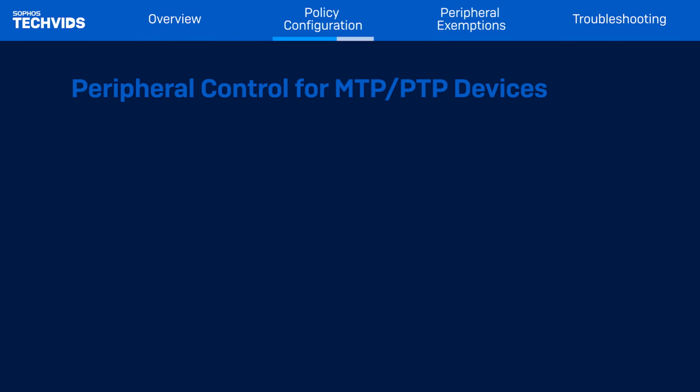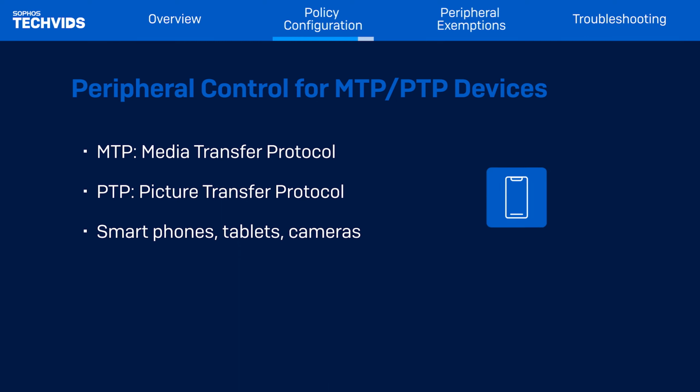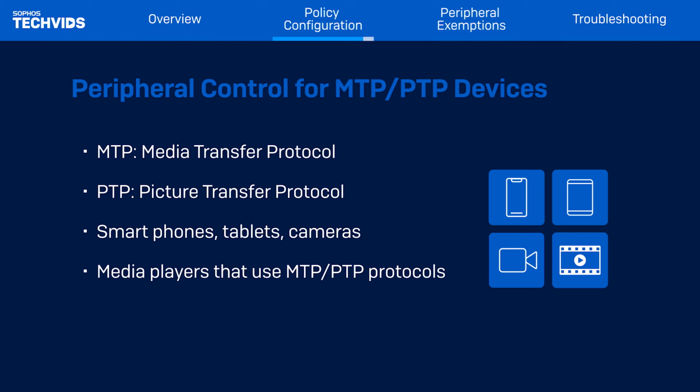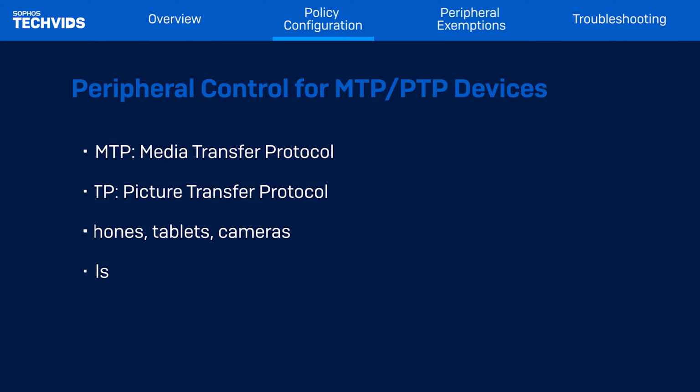In mid-2021, peripheral control started to support MTP PTP devices. MTP stands for Media Transfer Protocol, and PTP stands for Picture Transfer Protocol. The MTP PTP category includes devices such as smartphones, tablets, cameras, and media players that connect using the MTP or PTP protocols. For more information, check the documentation in the video description.